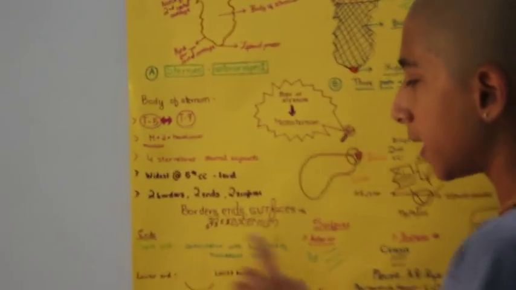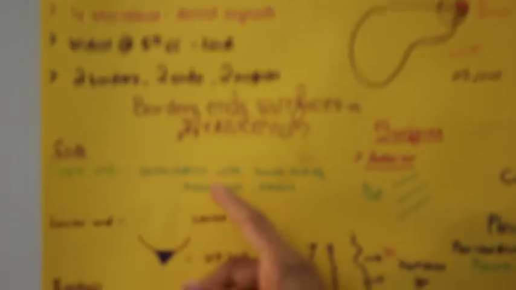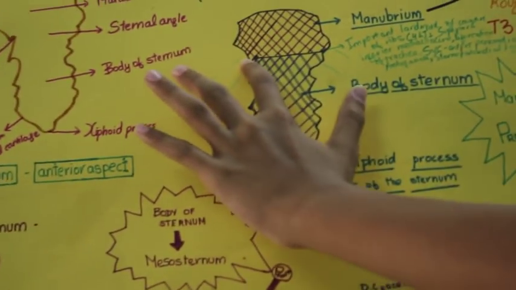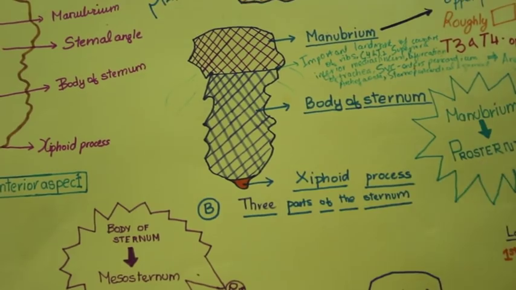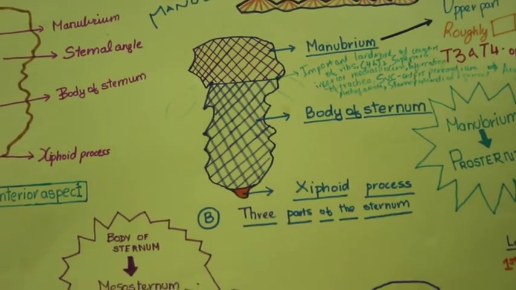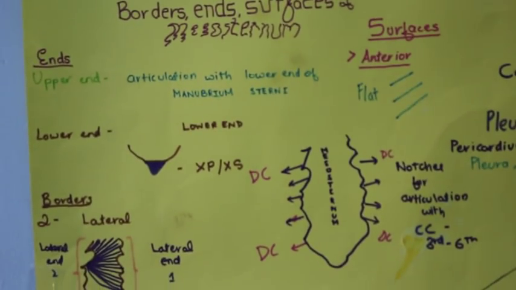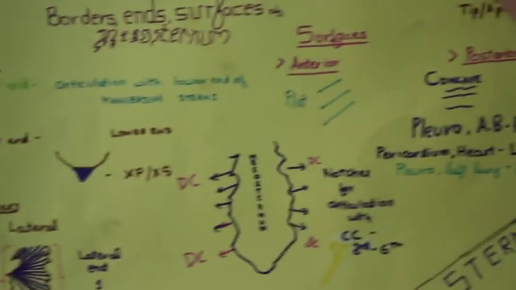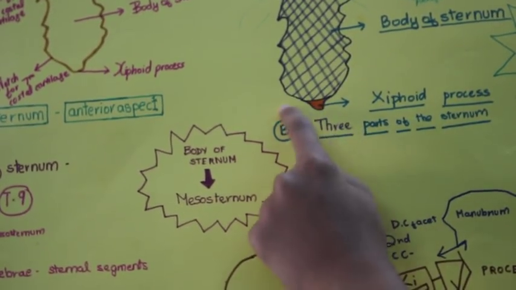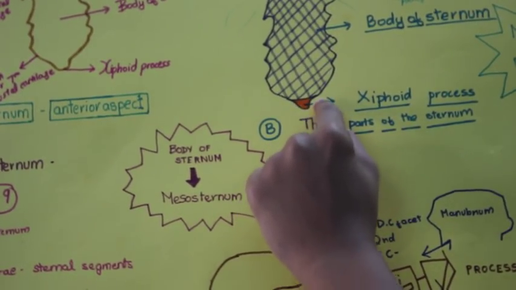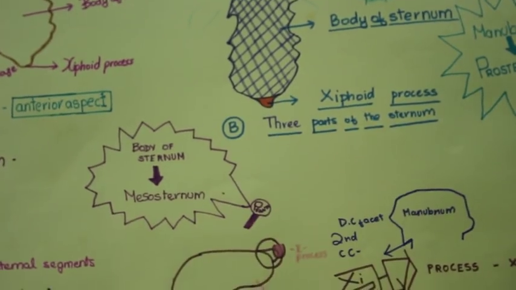The upper end is articulating with the lower end of the manubrium sternum. You can see this here. So this is the upper end of the mesosternum. It articulates with the lower end of the manubrium or the prosternum. And we have the lower end. Lower end articulates with the xiphisternum or the xiphoid process and forms what is called the xiphisternal joint over here. This is a small process, what you can see. I have marked it in orange color.